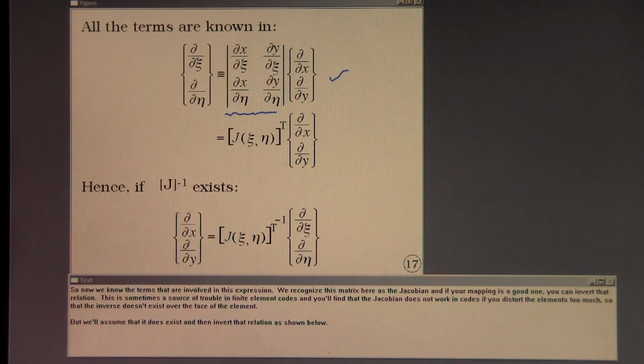And if your mapping is a good one, you can invert that relation. This is sometimes a source of trouble in finite element codes, and you'll find that the Jacobian does not work in codes if you distort the elements too much, so that the inverse doesn't exist over the face of the element. But we'll assume that it does exist and then invert that relation as shown below.